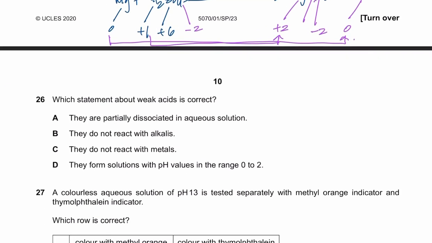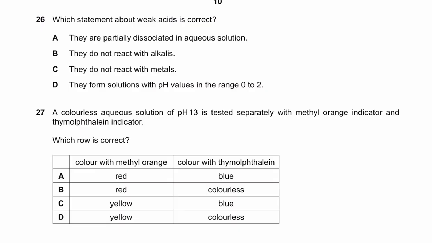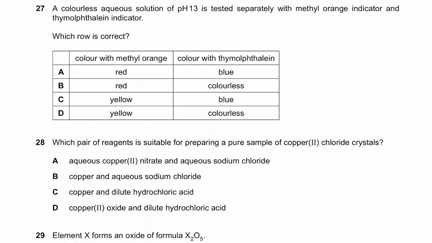Okay. Which statement about weak acids is correct? Weak acids are those acids which partially dissociate when dissolved in water, or you can say which partially ionize when dissolved in water. So they partially dissociate in aqueous solution. Yes, A is right. They do not react with alkalis? Yes, they do. They do not react with metals? Yes, they do react. They form solutions with pH values from 0 to 2? No, that's wrong because 0 to 2 means it's a strong acid. That's why D is wrong, right? They form around 5 and 6, and so on.